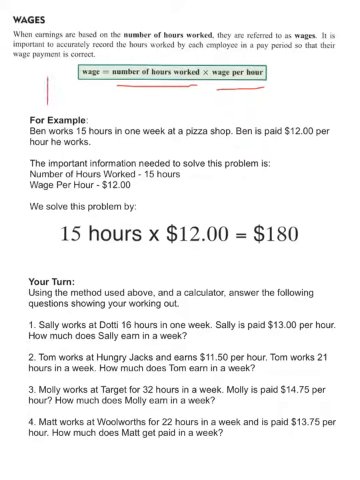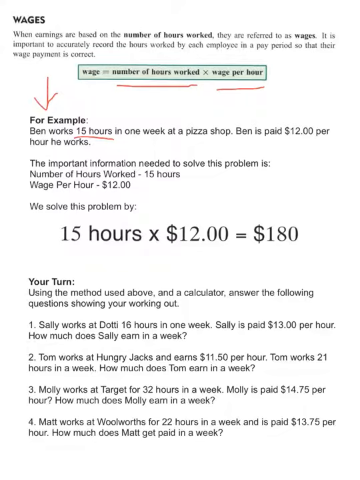So if we have a look down here, I've put an example in, and it is, Ben works 15 hours in 1 week at a pizza shop. Ben is paid $12 an hour he works. So the first important piece of information we need to find is the number of hours actually worked. This problem tells us that Ben works 15 hours in 1 week at a pizza shop. Ben is then paid $12 per hour he works.